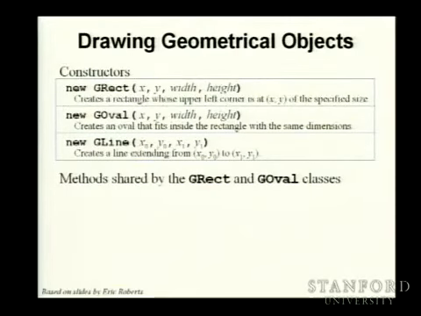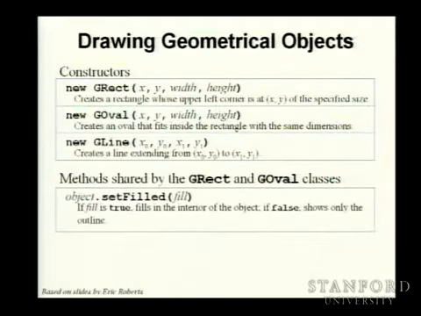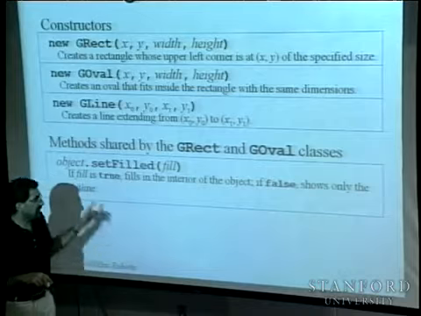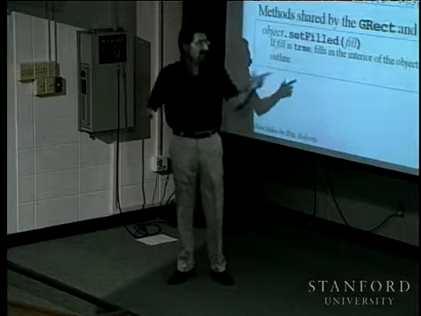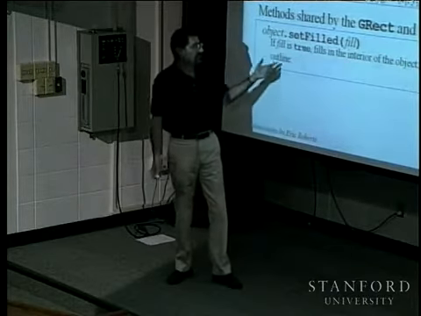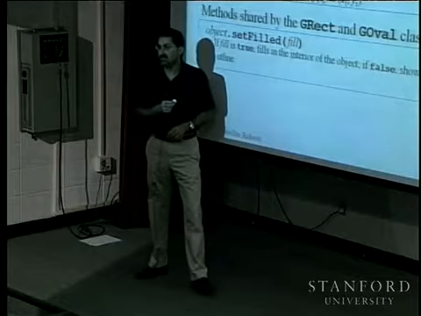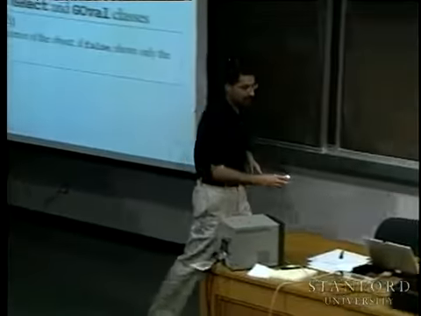There's also some additional methods that are just shared by G-rect and G-oval. They don't actually apply to lines or to labels. Rectangles and ovals can be filled, so they can either be an outline. You can either have a rectangle that looks just like this, which is an outline, or it can be filled in, which means it is a big solid chunk of stuff. So you say if it's filled, either true or false with the actual word true or false. If you set it to true, then when you add it to the canvas, it will show up filled in. It will show up solid. And if this is set to false, it just shows up as the outline of the object, whether that's an oval or a rectangle.